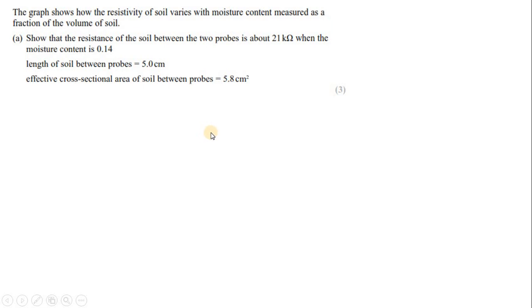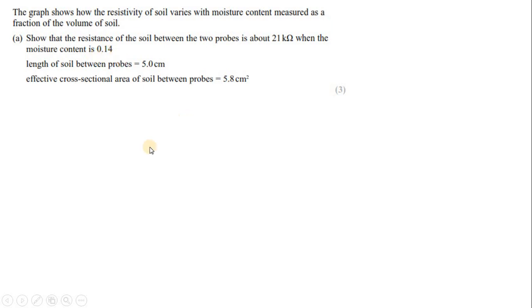Show that resistance of the soil between the two probes is about 21 kilo ohm when the moisture content is 0.14. Length of the soil between probes is equal to 5 centimeter and the effective cross-sectional area of soil between probes is 5.8 centimeter square. So we need to find resistance, and because we are given the resistivity graph and area and length is also given, we are going to use the formula of resistivity to figure out resistance. So that means we need resistivity of the soil at moisture content of 0.14.